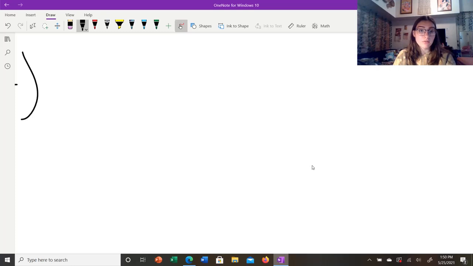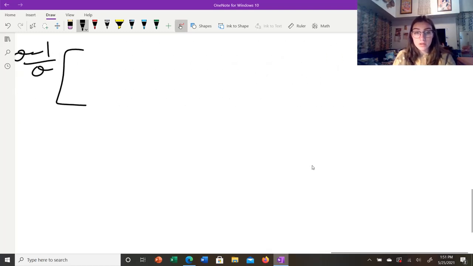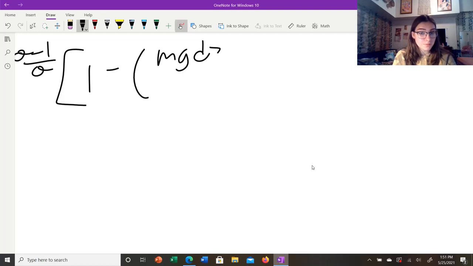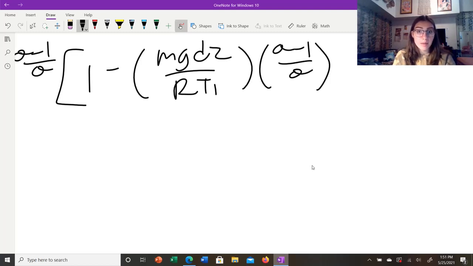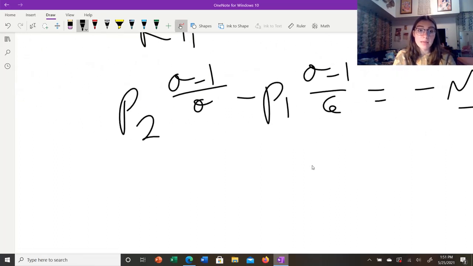We're getting there. I'm going to get all my stuff organized so that we can keep going. So we're going to do P2 to the (gamma minus 1) over gamma, and that's going to equal P1 to the (gamma minus 1) over gamma. We pulled this out because it was on the left and on the right, so we pull that out and do 1 minus the stuff that we had before. This helps us get the stuff on the left more simplified because we're just trying to solve for P2. Here we go, we're multiplying it by (gamma minus 1) over gamma again. Right now we just have P2 to the (gamma minus 1) over gamma.